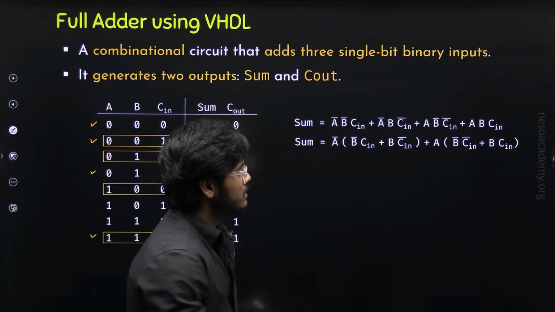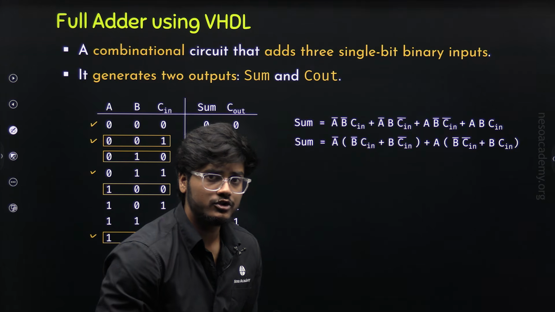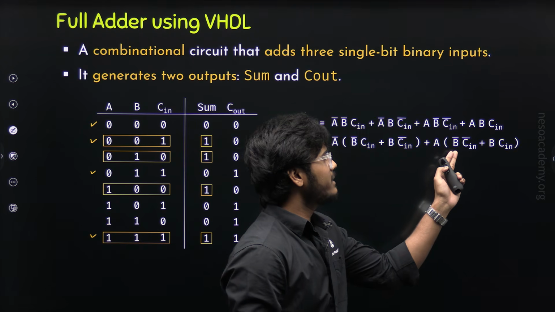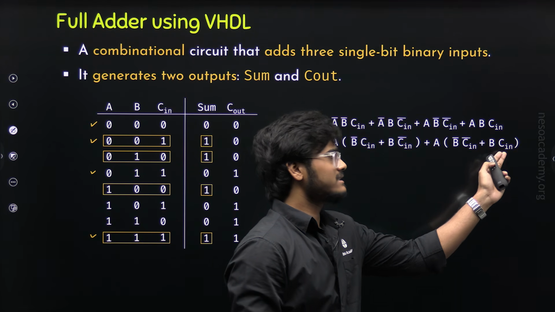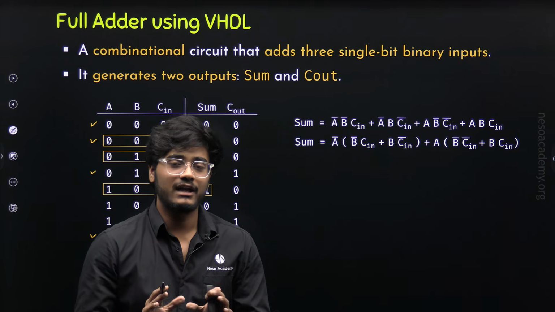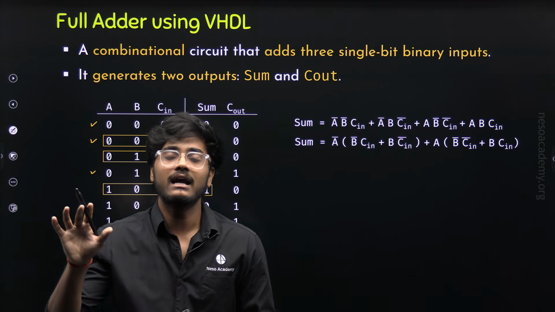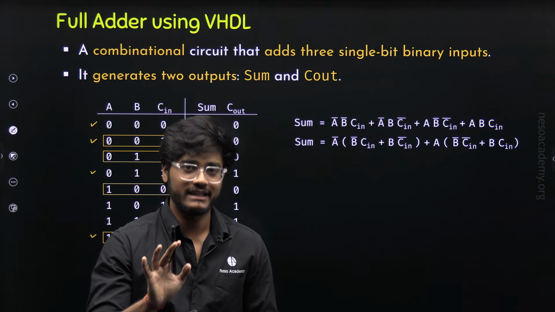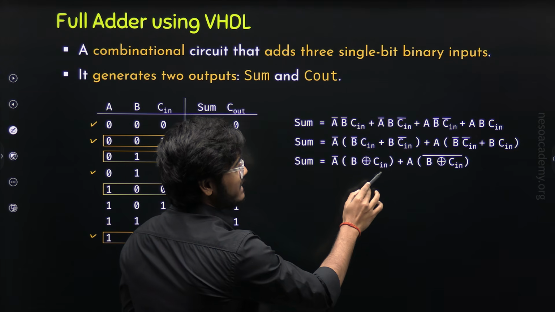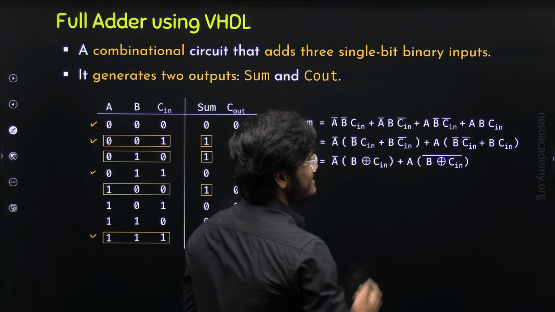Now we already know B complement Cin or B Cin complement is equal to B XOR Cin, and B complement Cin complement or B Cin is equal to B XNOR Cin. And we all know B XNOR Cin is complement of B XOR Cin. So the expression will be A complement and B XOR Cin, or A and complement of B XOR Cin.